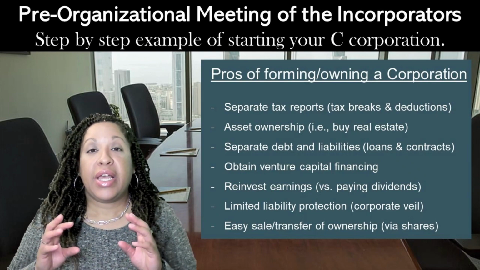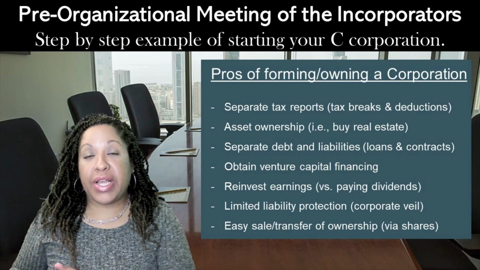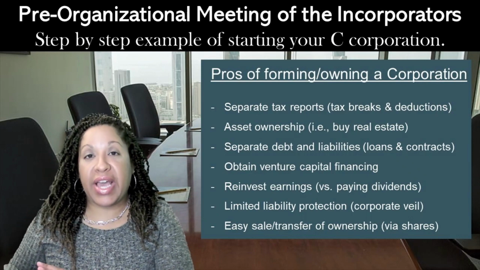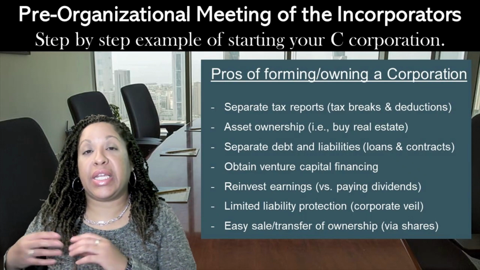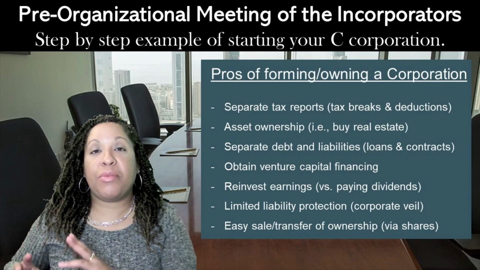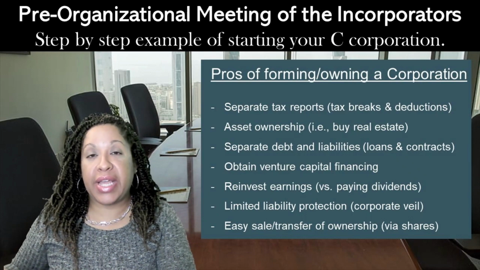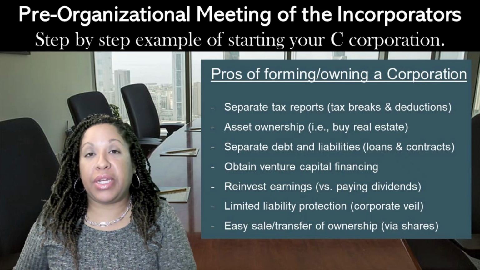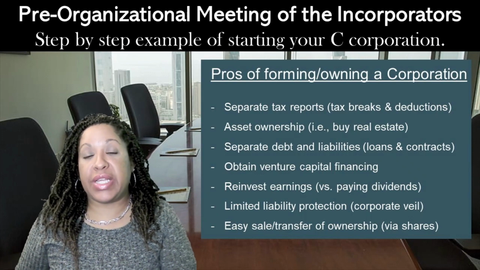Asset ownership, again, the corporation is known as its own identity or entity. So, because of that, it can purchase real estate, land, equipment for business use, of course, but it can basically purchase those items and own it and have that protection, limited liability protection, based on it being recognized as its own entity.